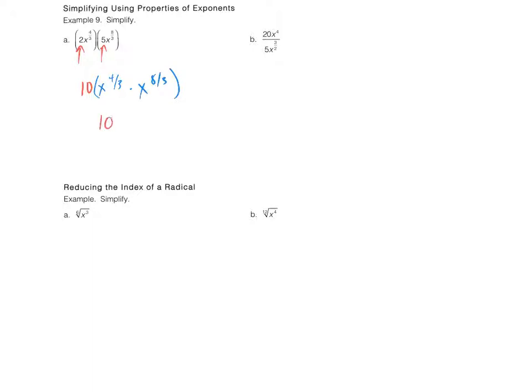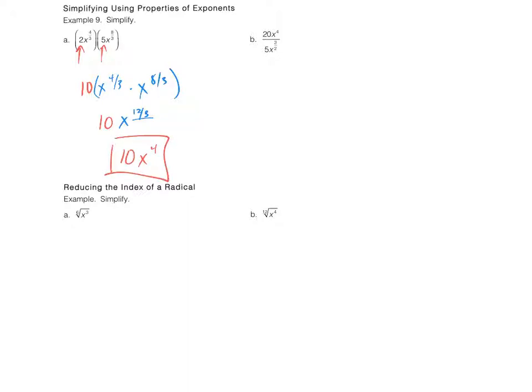The 10 is going to carry down, and then I'm going to have x to the 8 plus 4 over 3, so that is 12/3. Now, just like any fraction, I can now simplify my exponent. So again, the 10 stays where it is, but now I have x, and 12 divided by 3 is 4, so my answer is 10 times x to the 4th.